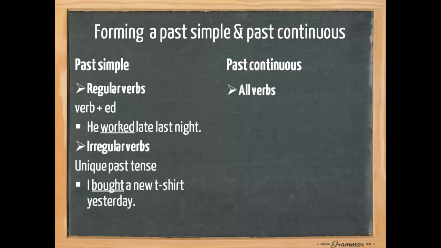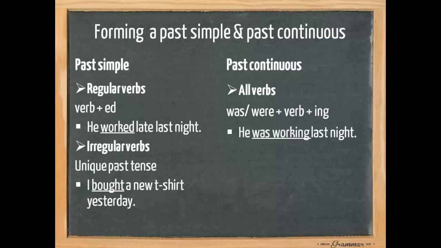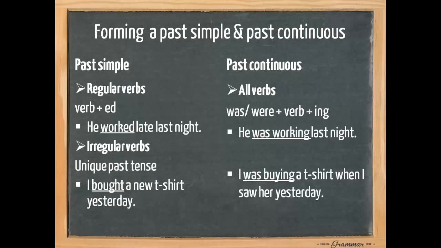For past continuous, we do not need to care about regular and irregular verbs, because all past continuous, whether they are irregular or regular verbs, are formed by using was or were, the past tense of the verb to be, the base form of the verb, and ing. For example, he was working last night. Or, I was buying a t-shirt when I saw her yesterday.